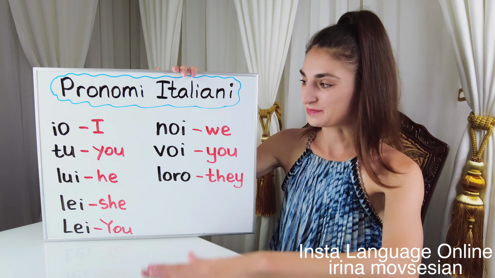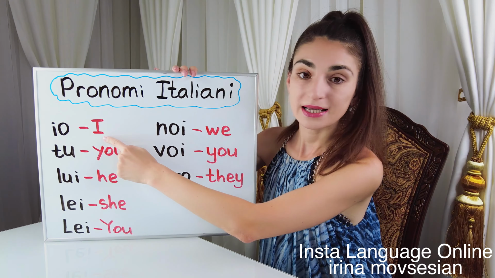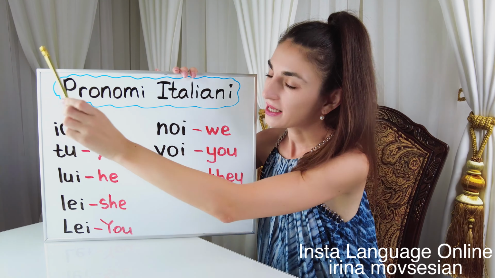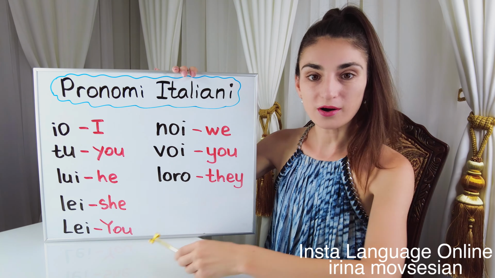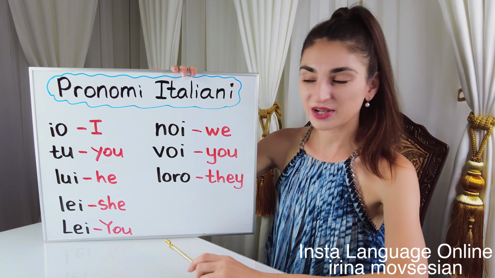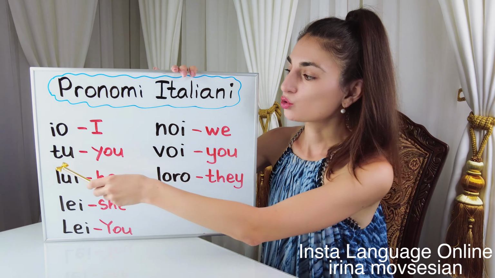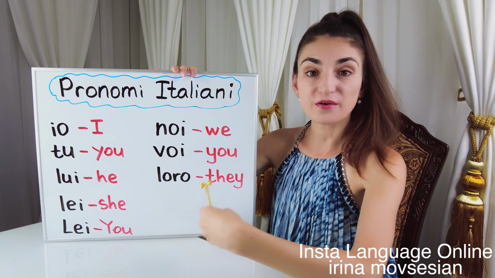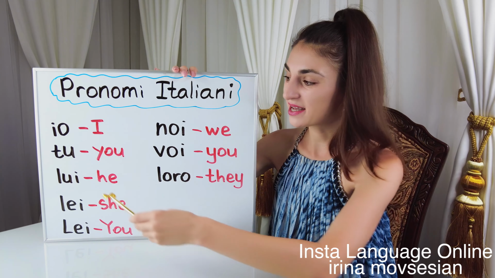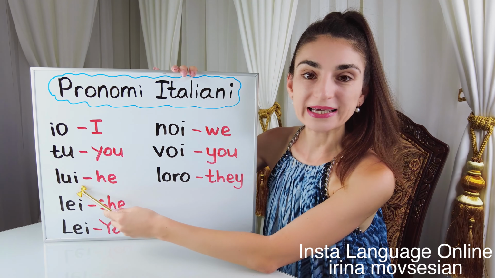So let's get started. Io, make the E stressed. It's not yo like in Spanish, but io. Say it. Io. Molto bene. Very good. Next one is tu. Tu. That means you. You're referring to your friend. Hey you, come here. Tu. Molto bene. Next one. Lui.